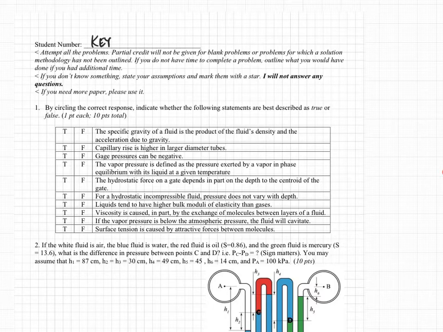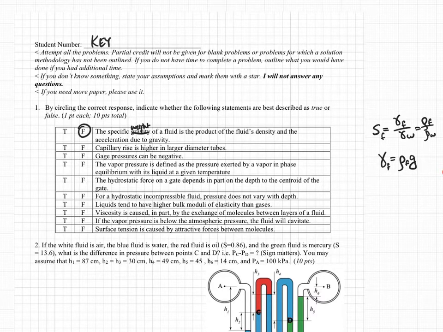All right, so the specific gravity of a fluid. If we remember correctly, specific gravity is either the gamma of the fluid divided by the gamma of water, or the rho of the fluid divided by the rho of water. What they're saying is that SF equals the fluid's density times the acceleration due to gravity. Okay, that's not right. That would be correct if it were the specific weight of the fluid. So if we were to correct that, we would make it the word weight. So this would be false.